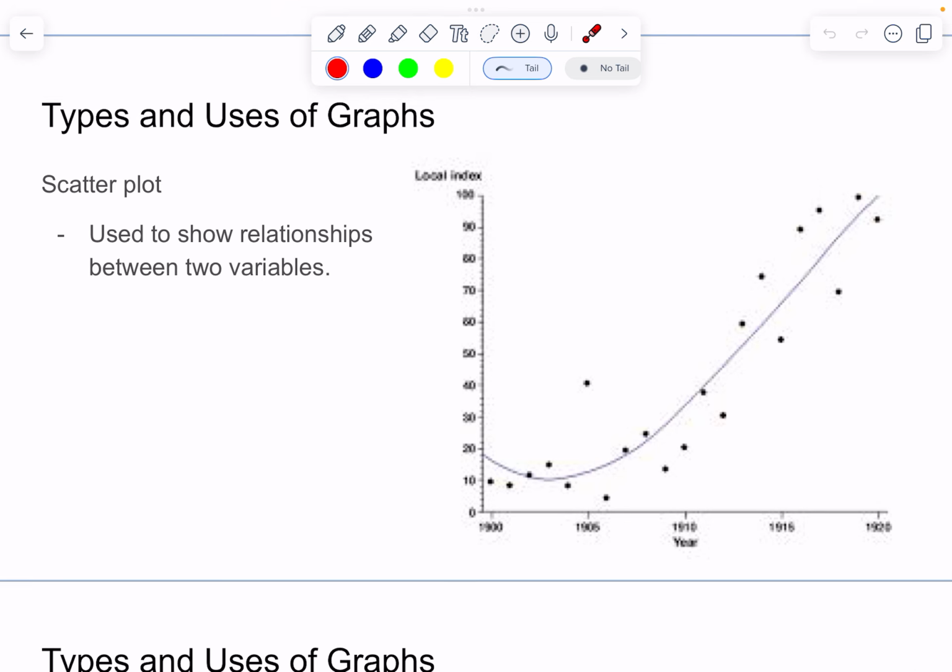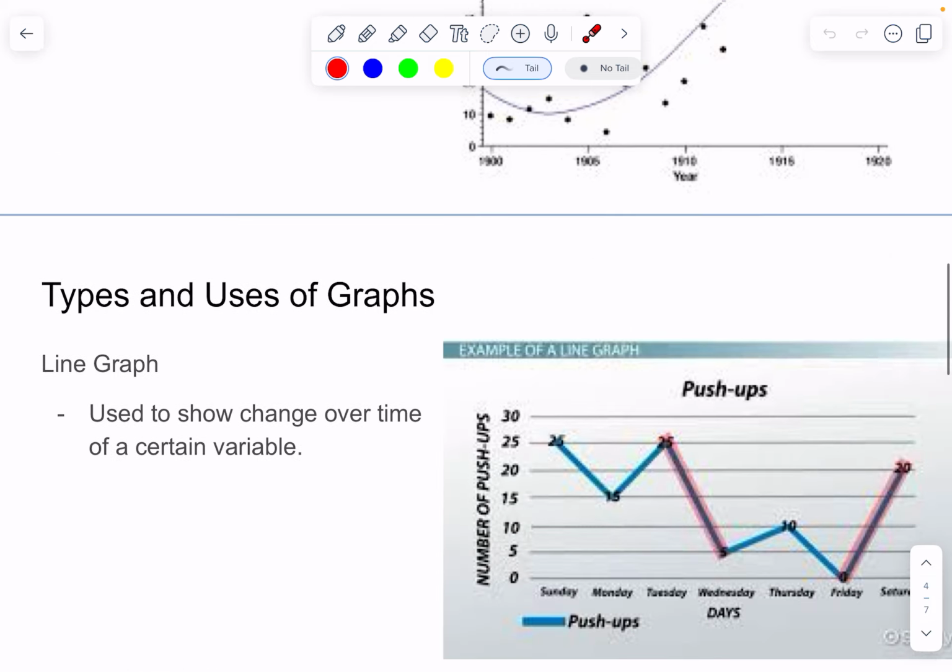Scatter plots show the relationship between two variables. So if you're ever wanting to know size and color, or age and difficulty, or whatever you're looking at, two things, that's when you use a scatter plot. And oftentimes we can fit best fit lines into scatter plots to show trends or patterns, but that's not always necessary.